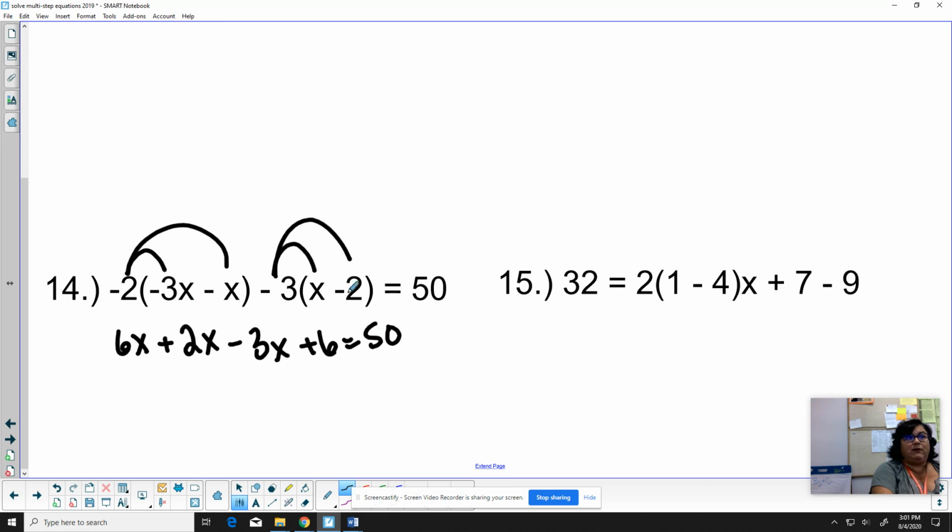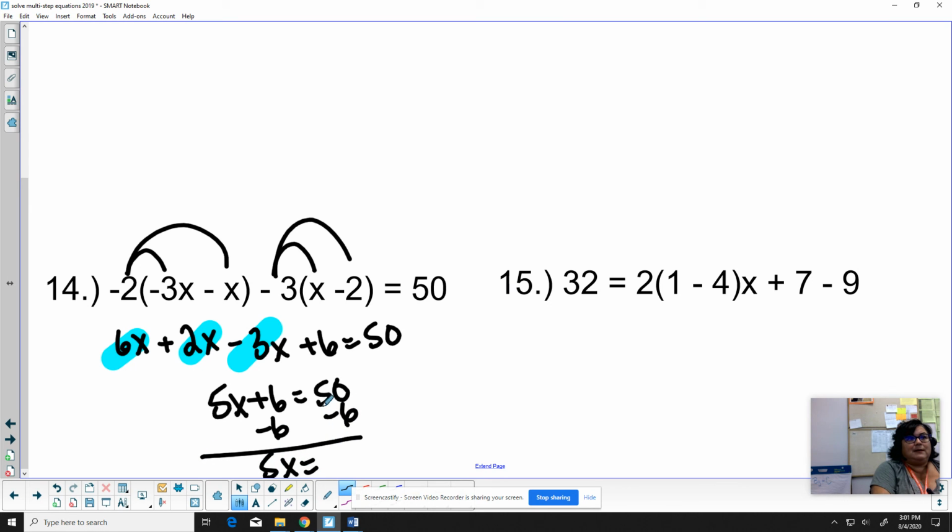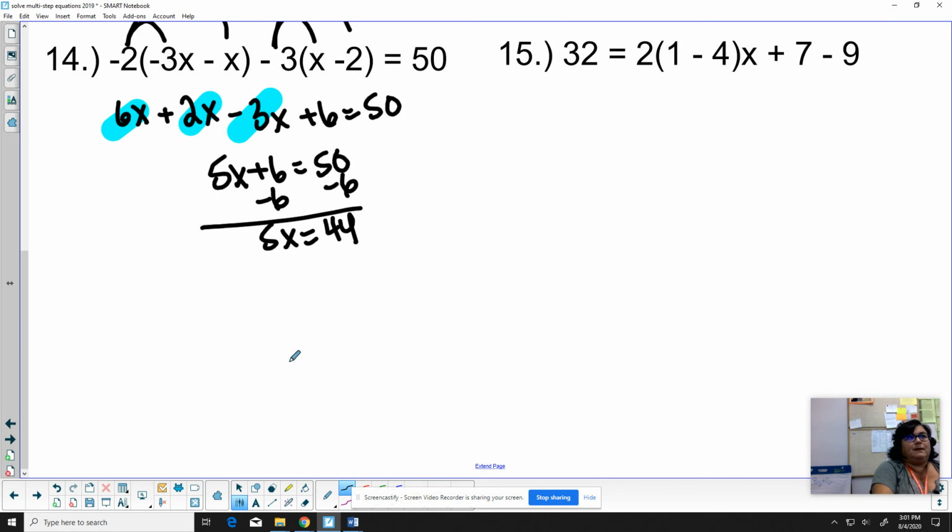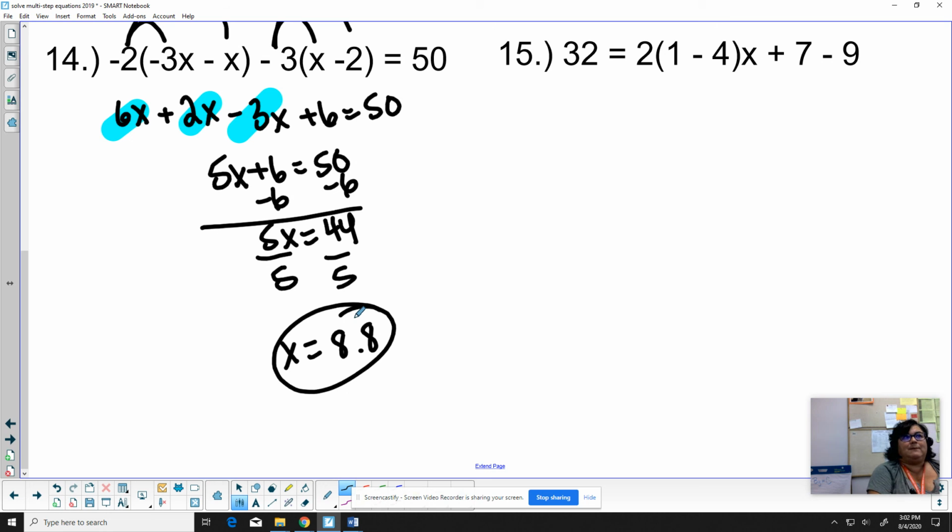All right, so now I've got rid of all the parentheses, and now I need to combine like terms. So I'm combining the x's together, and that constant is the only one over there, so it's just going to drop. So that's 8 minus 3 is 5x plus 6 equals 50. I think this is going to be a fraction answer or a decimal. That's okay. And see, that's 44. And then we're dividing by 5. So let's see what the calculator says on that. 44 divided by 5 is 8.8. And we'll keep it that way.